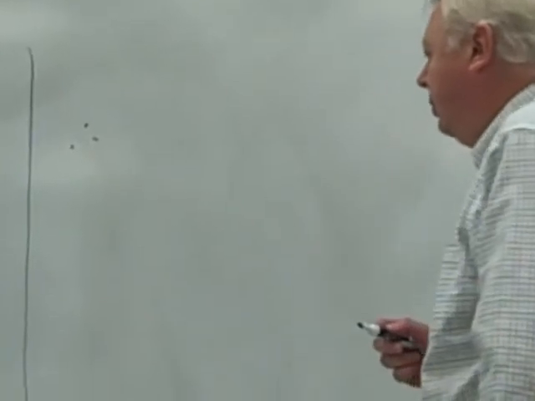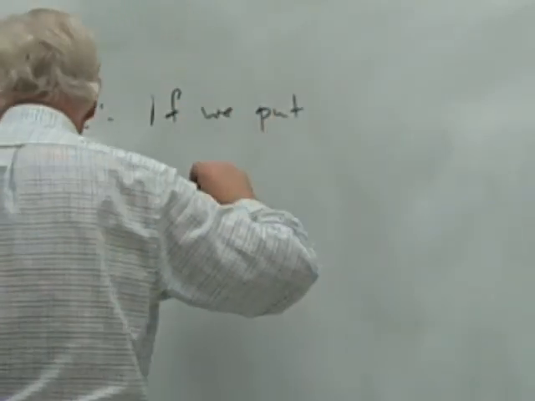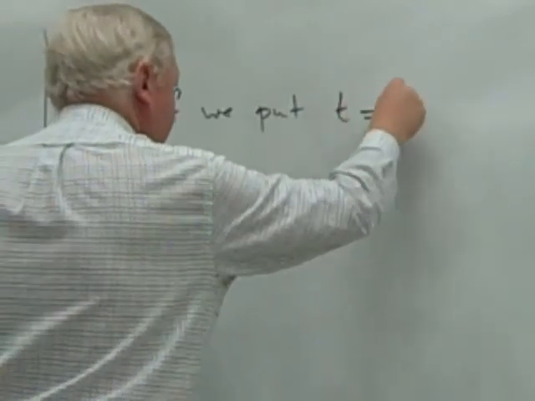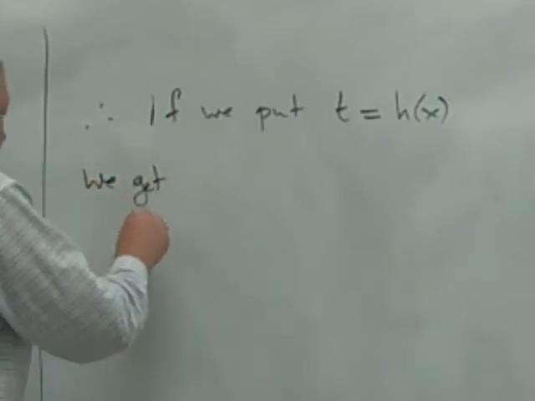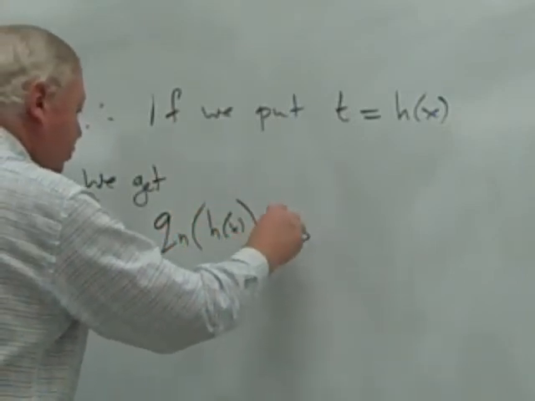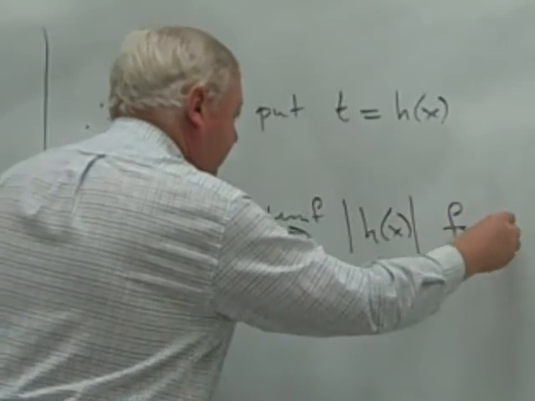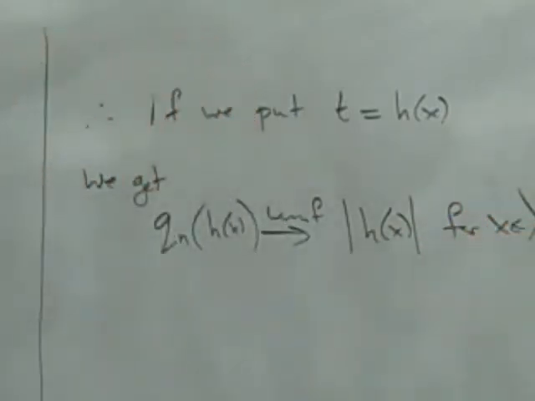Okay, so what can we conclude now? If we put t equal to h of x, which is allowable because the values of h are all in the interval from a to b, so it makes sense to make this substitution, what do we get? We get that Qn of h of x converges uniformly to the absolute value of h of x for x in our compact metric space.